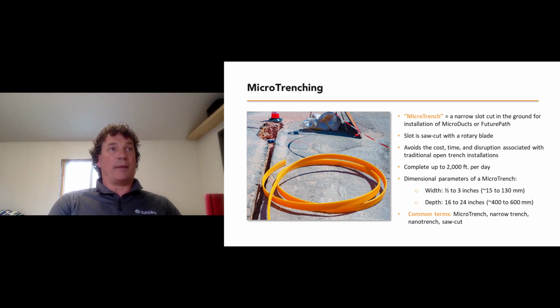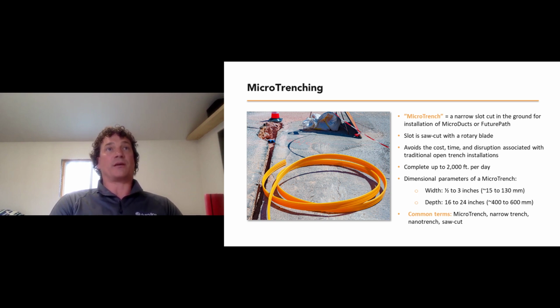Wanted to touch a little bit on microtrenching. Microtrenching is another option for installation, and it's where you're cutting a narrow trench with a rotary blade into either concrete or asphalt. It could be sidewalks or parking lots, and then you insert a micro product into that micro trench vertically, and then that product can snake through your network. It's a very efficient installation process for specific applications. So you can complete 2,000 feet per day, and that's fully restored into that narrow micro trench.